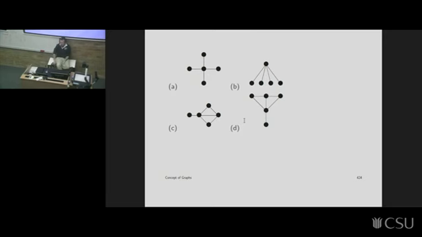So the formal definition is two graphs are isomorphic if you can have a one-to-one correspondence between the vertices of the two graphs. So I can map one vertex to another vertex. And when doing so, every edge in the first graph gets mapped to a corresponding edge in the other graph. Sort of makes sense, I guess.